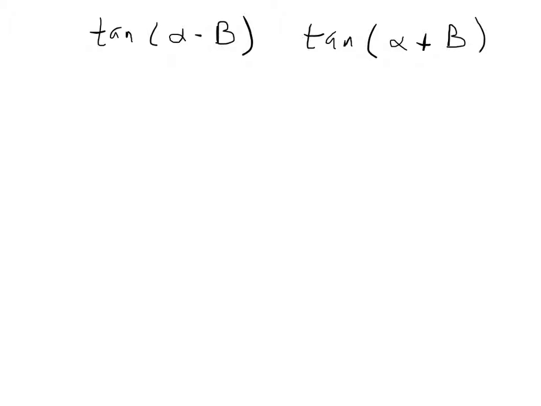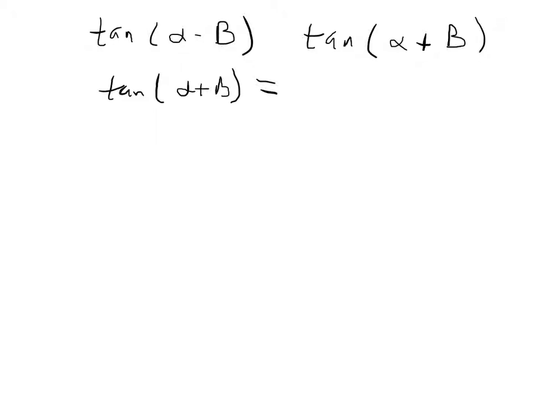Now we could do stuff with secant and cosecant and cotangent as well, but we're just going to work with sum and differences of sines, cosines, and tangents. So how are we going to go about doing this? Let's consider the tangent of alpha plus beta case first.